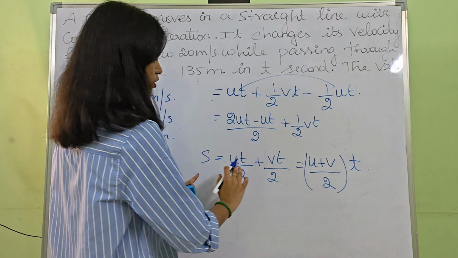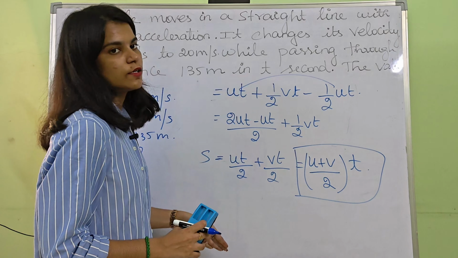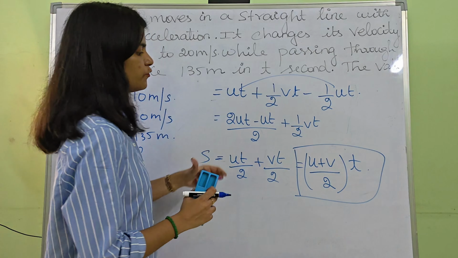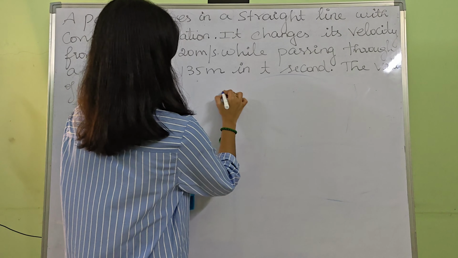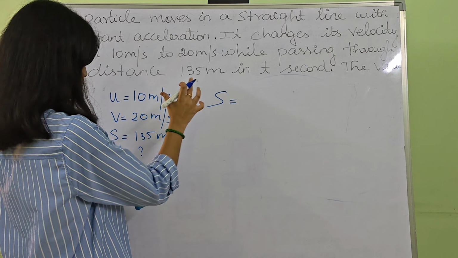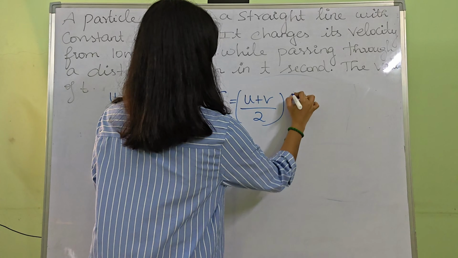Okay. So this is the formula, main formula. So you don't want to do these kinds of steps for this question, the formula, this one. I just derived how this formula comes. So final formula for this question: S equals (u plus v) divided by 2, times t.